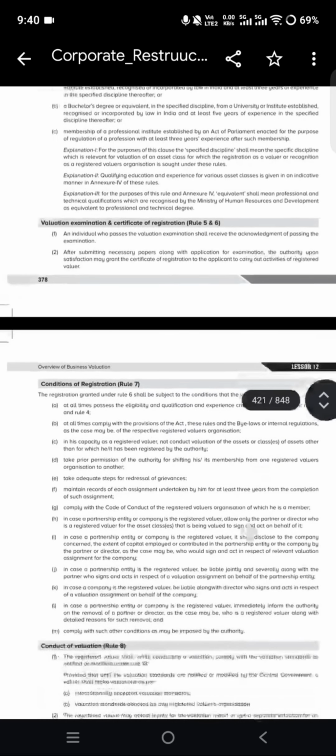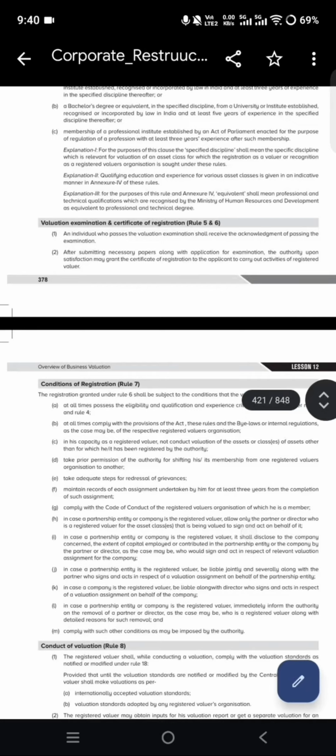Rule 7. The registration granted under Rule 6 shall be subject to the condition that valuers shall be eligible at all times, and the qualification and experience criteria should be fulfilled, and at all times comply with the provisions of the Act, rules and bylaws. In his capacity as a registered valuer, he shall not conduct valuation of an asset if it is not registered by the authority. He shall not conduct valuation of an asset or class of asset other than the one for which he has been registered; only that category of assets he has to do.